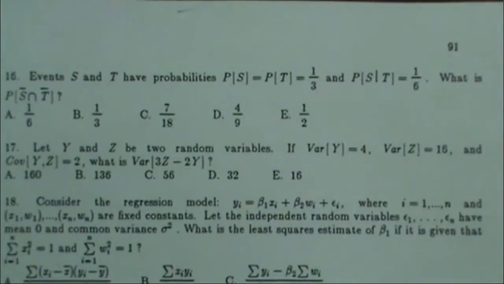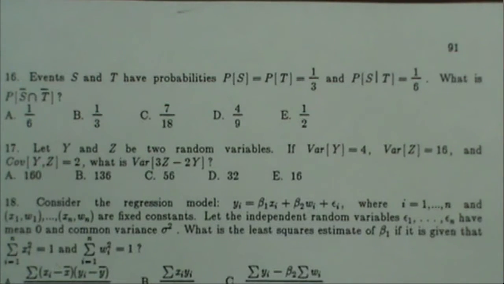Number 16, events S and T have probabilities. Probability S equal to probability T equal to 1/3, and the probability of S given T is 1/6. What is the probability of the complement of S intersect complement of T?